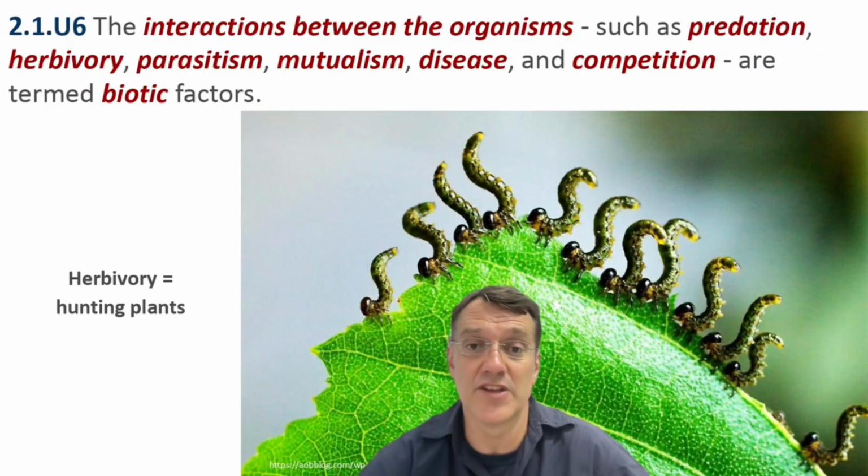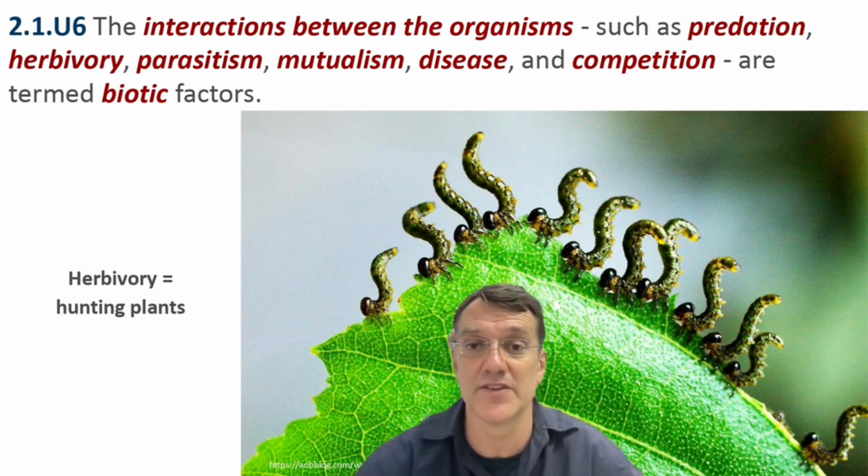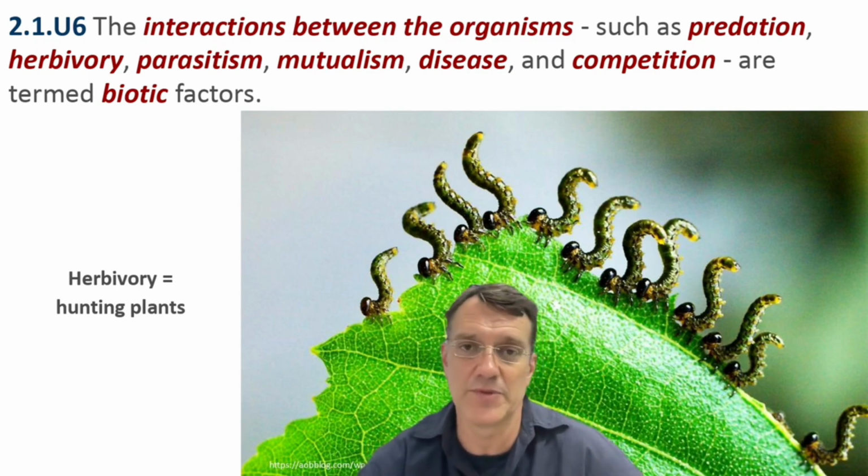Herbivory is another important biotic interaction, especially the hunting of plants. Herbivory puts selection pressure on plants to develop defensive mechanisms like toxins or thorns, while herbivores evolve strategies to overcome these defenses. This evolutionary arms race is an ongoing process that shapes ecosystems.